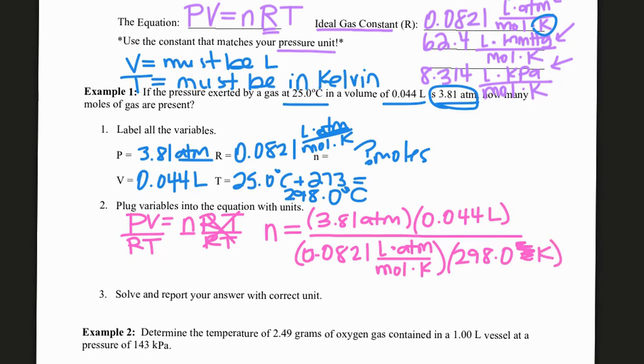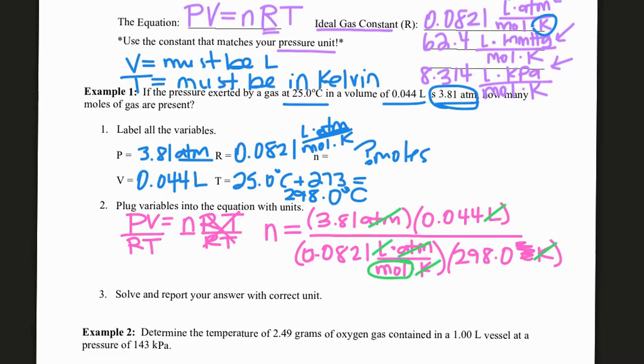So then when I go back and I check my units, right? ATMs cancels with the pressure, the liters cancel, and then my Kelvin cancels. If the units don't all cancel, leaving behind the single unit you want, then you have something wrong, so you need to fix it. So that's why putting your R value unit is there. It's kind of a pain to write, but it's going to help you in the long run not make mistakes. So I'm going to take 3.81, and I'm going to multiply that by 0.044, divide it by 0.0821, and then I divide again by 298.